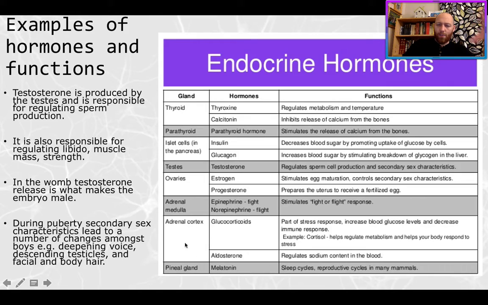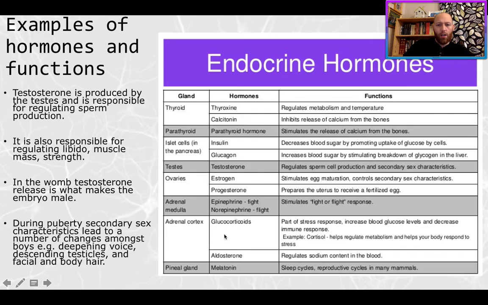So, endocrine hormones. We have a series of glands that make up the endocrine system, such as the thyroid and the testes, and we have different hormones characteristically associated with each of these glands. So let's look at a few that you may have heard of before. The testes produce testosterone. Testosterone is responsible for regulating sperm production and the emergence of secondary sex characteristics. Take something like estrogen, the female hormone. This stimulates egg maturation, controls secondary sex characteristics in females during puberty.